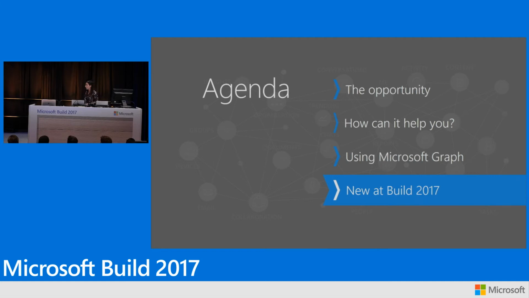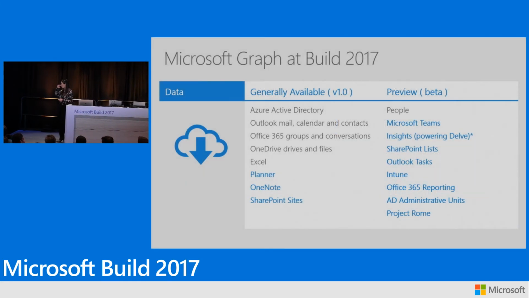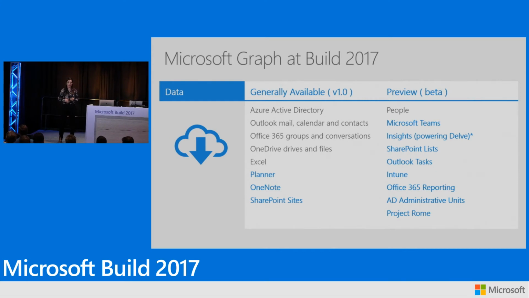So now we're going to do the recap of the things that are new at Build. And actually, we showed this slide on the general session. In terms of data, they have a lot of different things that are coming into the graph. We have Planner, OneNote, and SharePoint sites that reached GA. In terms of preview, we have Teams. We have a set of new Insight APIs that are used and shared that are coming in by the end of this month. And we have the trending API that was updated a couple of weeks ago.